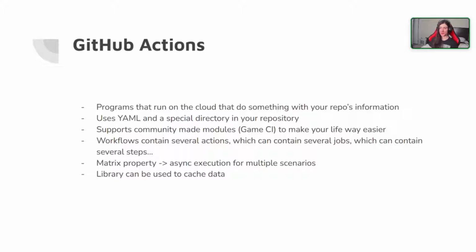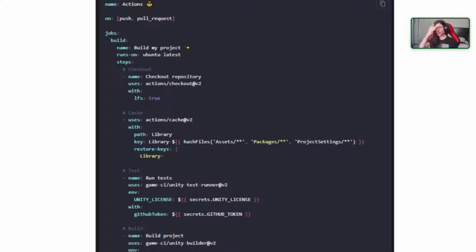And the library is great because your first build is going to take a relatively long time. So you want to make sure that that data gets cached so that the next time the job is run, you're going to save a lot of time when you're deploying and building and testing and all that good stuff. So this is an example of what it looks like.